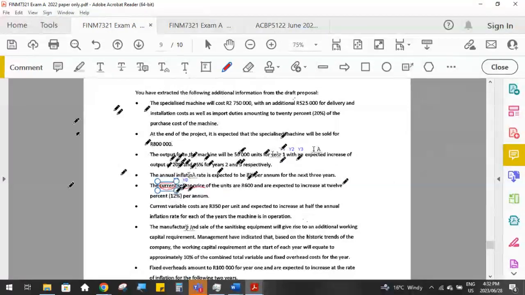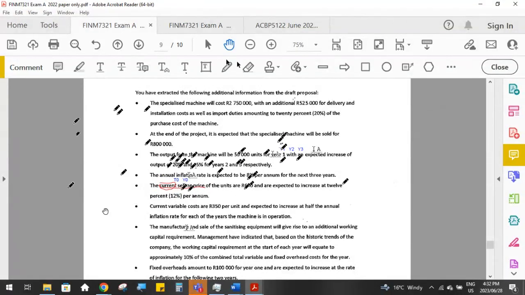Okay, when they say current selling price, that does not mean you take that amount and use it in year 1. Year 1 is in the future. Remember, we are evaluating this project now at time 0, and we want to know if in the next 3 years we should purchase this machine and operate with it.